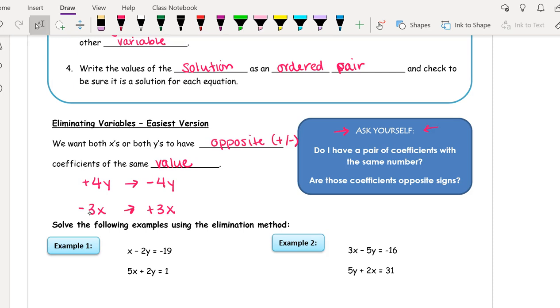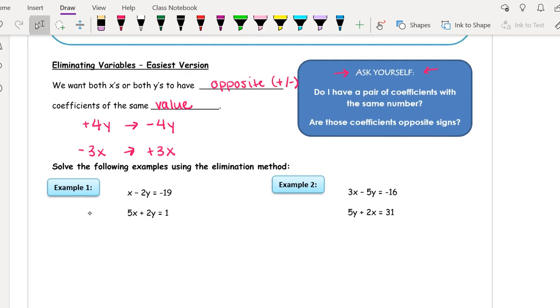Okay, so let's go through the process. First thing is make sure x's and y's are aligned. So I have x under x and I have y under y. And then I have my constant under my constant. Now do I have a pair with the same number? I have a 2 and a 2, a 1 and a 5. So these are not the same, but I do have 2 that are the same here, and they are opposite signs. So the first thing you're going to do is add these two equations together. If it helps, put a 1 in front of here.